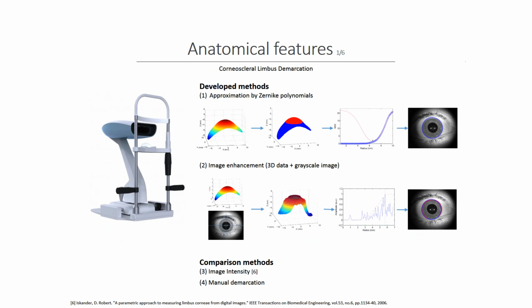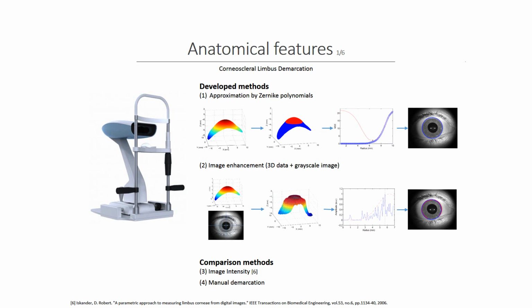Another topic of this project included the study of the anatomical features of the anterior eye. Regarding this topic, we started by developing two new methodologies to estimate the corneal scleral limbus. The first one was based on the minimization of the mean square error using the approximation by Zernike polynomials. The second one took into account information from the grayscale image.